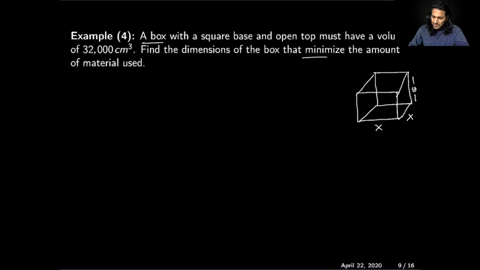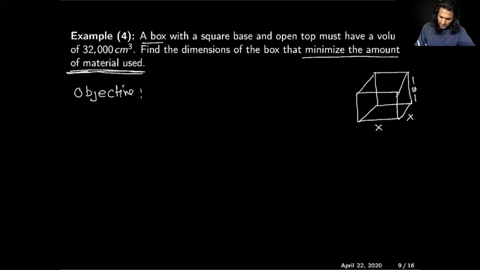Minimize is again the keyword: minimize the amount of material used. In order to make a box, the material used is basically the surface area of the box. So our objective function is the surface area. That's our objective. So what will be the surface area?